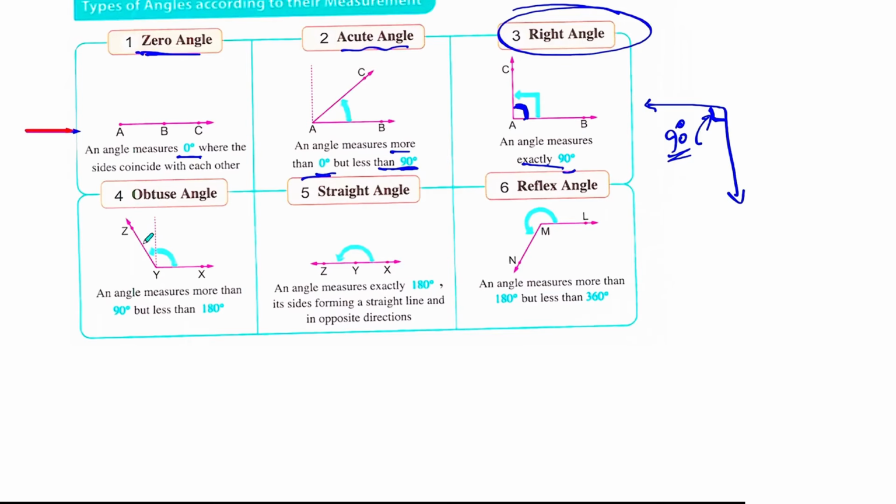Now, let's talk about the obtuse angle here. The range of the obtuse angle becomes more than 90 and less than 180. It becomes greater than 90 and less than 180. So the range is more than 90 and less than 180. This is the obtuse phase.